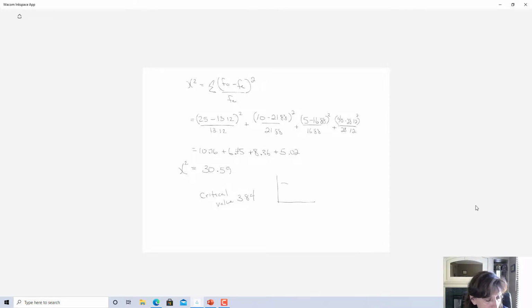I can draw you a quick sketch of this. So let's say this is the chi-square distribution, and here's my critical value of 3.84. Anything out here in this shaded tail area would be where we would reject our null hypothesis. Clearly, our chi-squared of 30.59 is way out here, so we can reject the null.